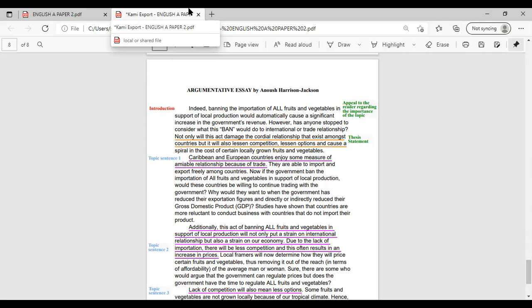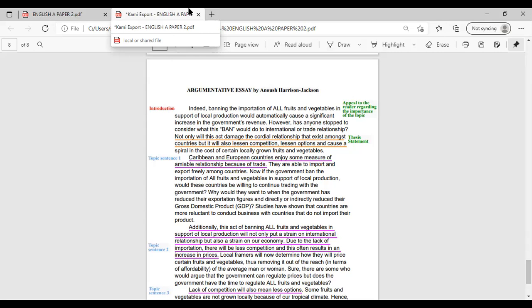And then there is the thesis statement that I've taught you extensively, and we know how to do our thesis statement. So we talk about the topic, right? And we put it in that last line of our introduction. That is where your thesis goes. Then topic sentence one, we see that Caribbean and European countries enjoy some measures of amiable relationship because of trade. So we go back to the thesis statement and say, where is that in the thesis statement? Right, it's right there in the thesis statement.